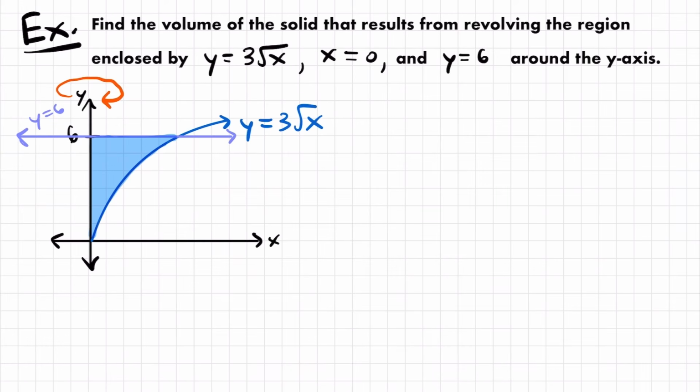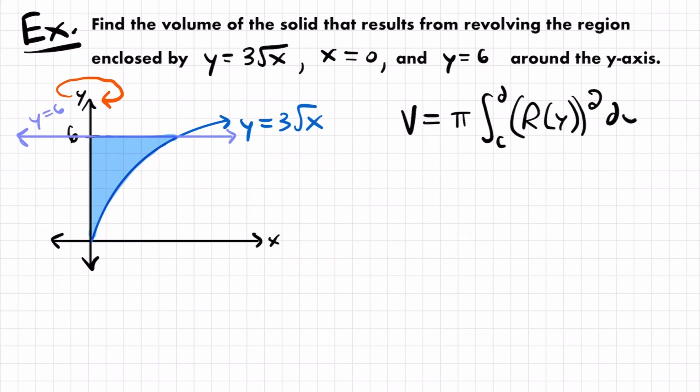Okay, and so since we're revolving around the y-axis, that means that we're going to be working in terms of y, and so we are going to want to use the following formula for the disk method. We will have that the volume is equal to pi times the integral from c to d, where those are values of y, of the radius function in terms of y squared times dy, right? So everything should be in terms of y. Our bounds need to be in terms of y, our radius needs to be in terms of y, and we're going to integrate in terms of y.